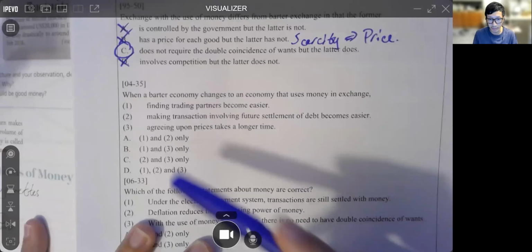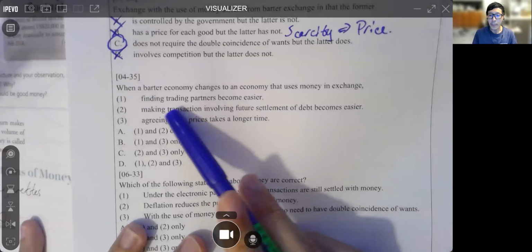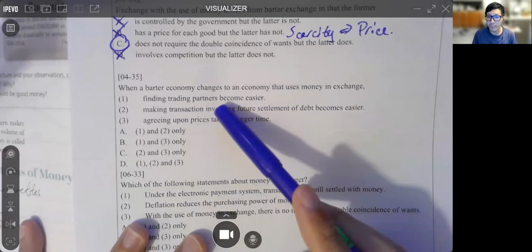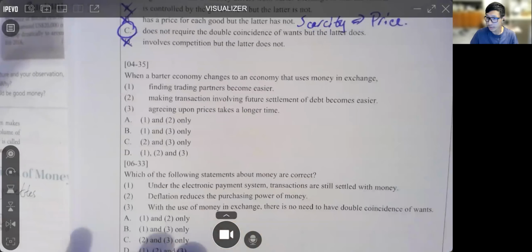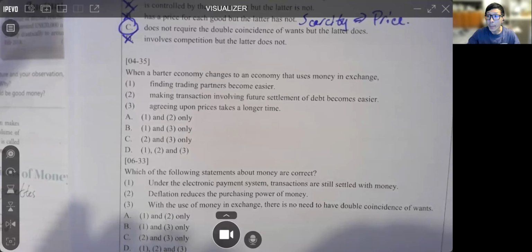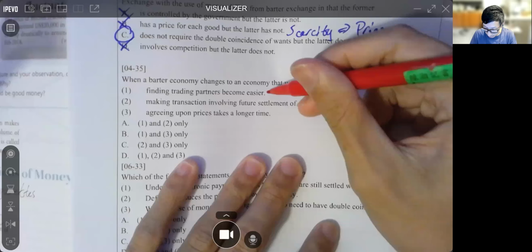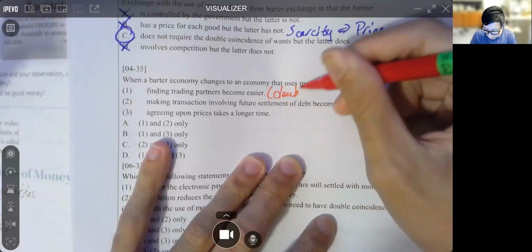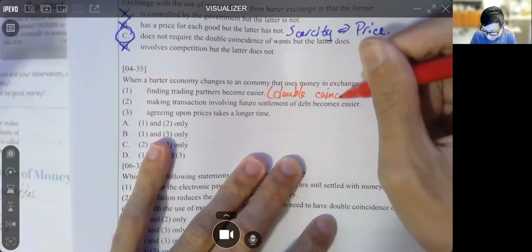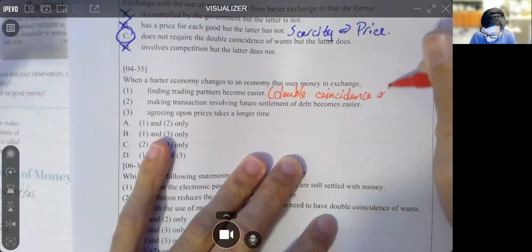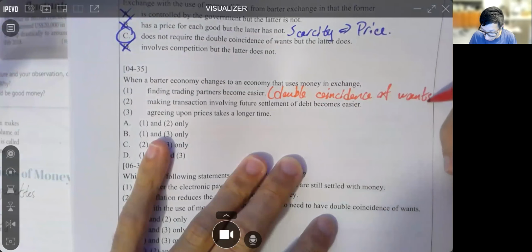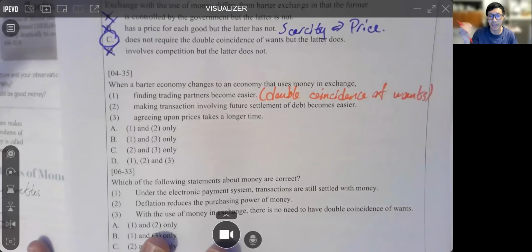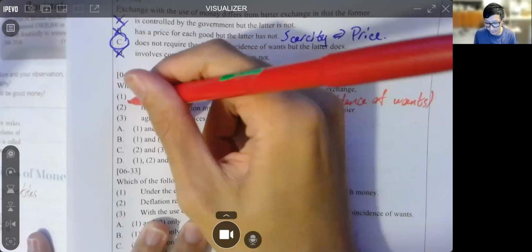好啦，第二條啦，04年啦。Barter economy changes to use of money in exchange. Finding trading partner becomes easier. Yes, is it? Yes, it will be easier because now no need to worry about double coincidence of wants. 唔使擔心呢樣嘢啦。Everyone wants money. So you just give them money. They use money to buy something else. Okay? So finding partner easier.